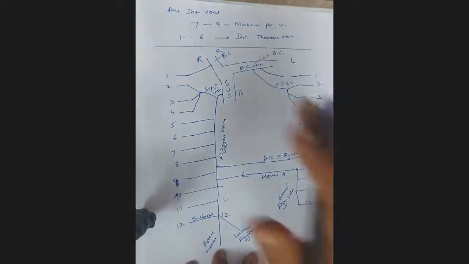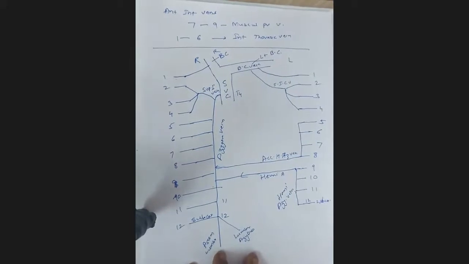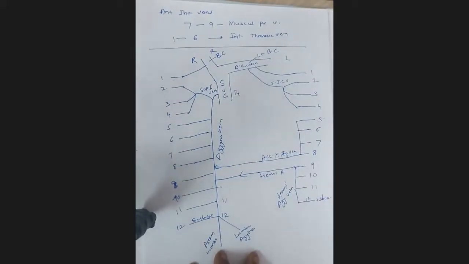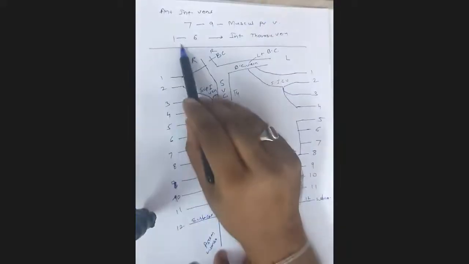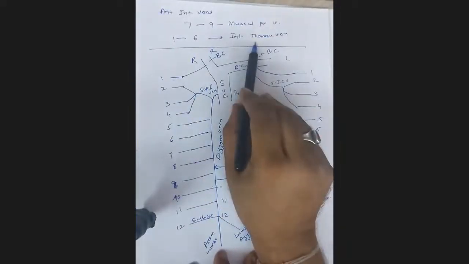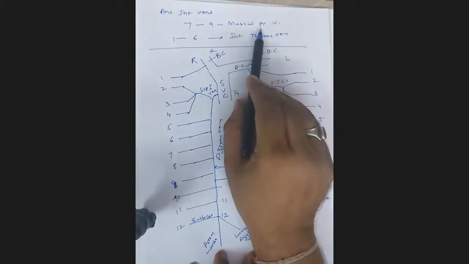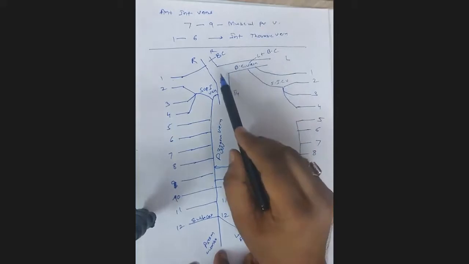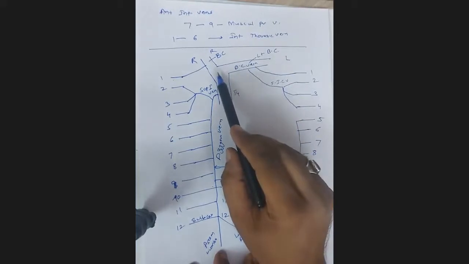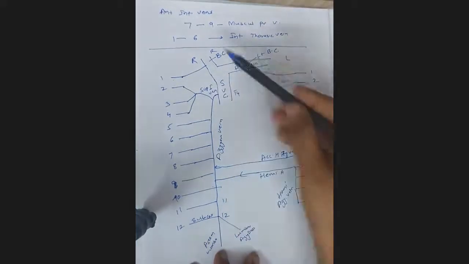So again, I will repeat the venous drainage of an intercostal space. The anterior intercostal veins from 1 to 6 drain into the internal thoracic and 7 to 9 drain into the musculophrenic. These are the posterior intercostal veins. So anterior we have discussed.